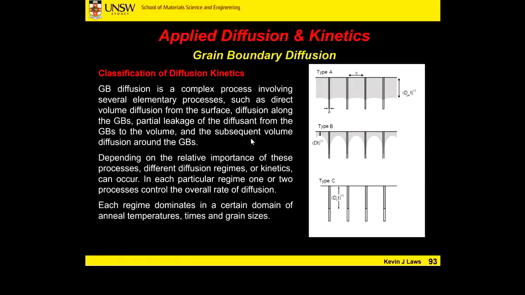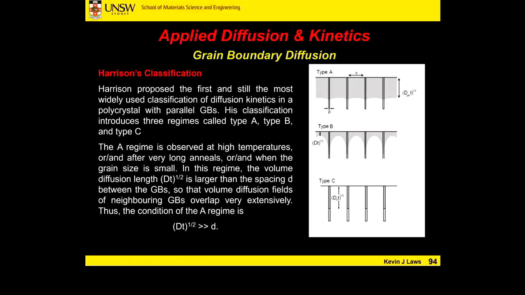So depending on the relative importance of these processes, different diffusion regimes or kinetics can occur. In each particular regime, one or two processes control the overall rate of diffusion. Each regime dominates in a certain domain of annealing temperatures, times, and grain sizes. So we typically talk in terms of Harrison's classification when it comes to the different types of grain boundary diffusion and profiles that we see.